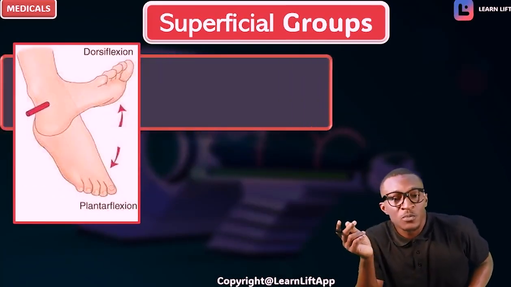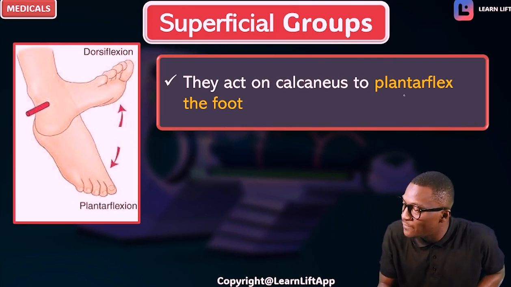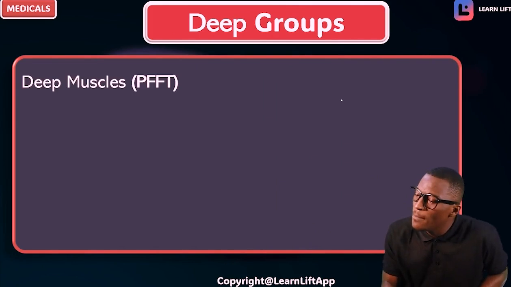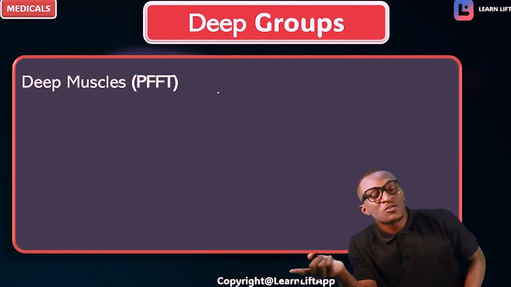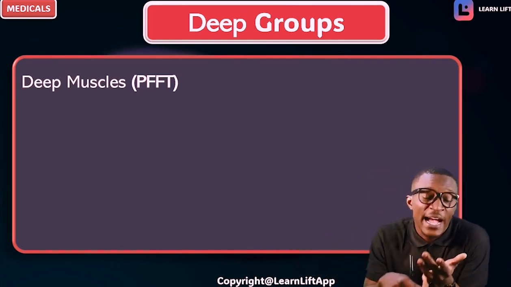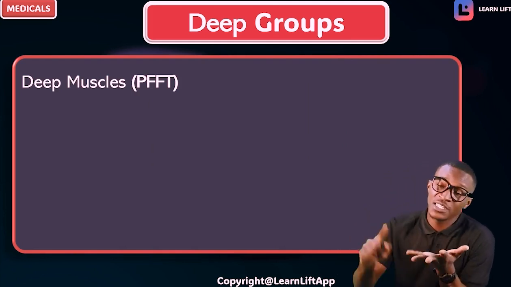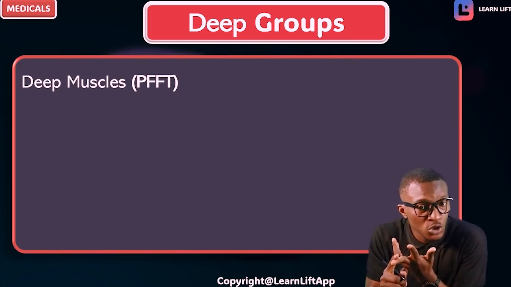Now, what are the functions of the superficial muscles? We say they help to plantar flex the foot. Now, let's not talk about the deep muscles. The deep muscles, I call them the PFFT. They are the opposite of the anterior. What are the anterior? We have the extensor digitorum, extensor hallucis, and tibialis anterior.